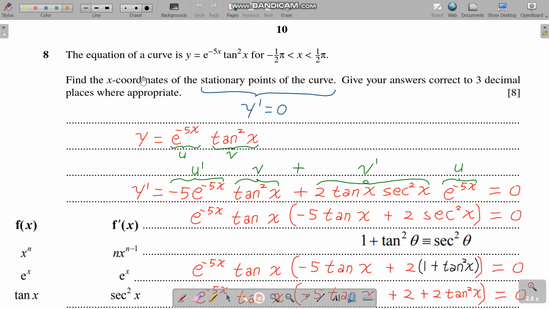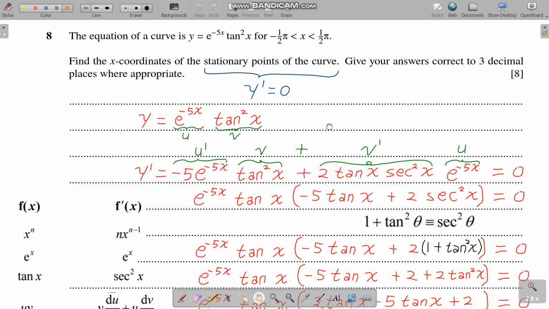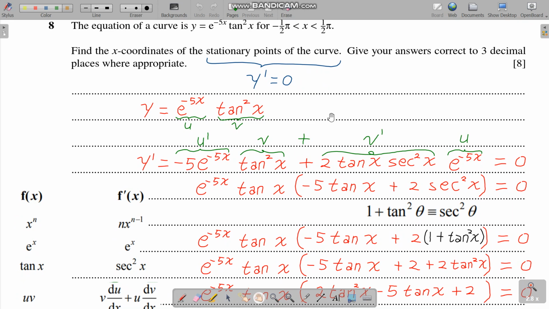Differentiation. The equation of a curve is y equals e to the power of minus 5x tangent squared x. Stationary points means y prime equals 0, so we need to find the derivative and equate it to 0. So this is the y, and we have a multiplication, so we have to use the product rule.